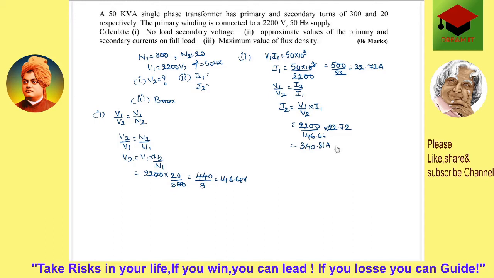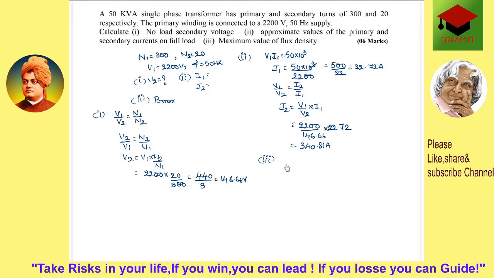So you see, the calculations may be a wrong value because I am doing it with the mobile calculator. So 49984 divided by 146.66, that is 340.81 amperes. And see the third question: what is the maximum flux density, B max?